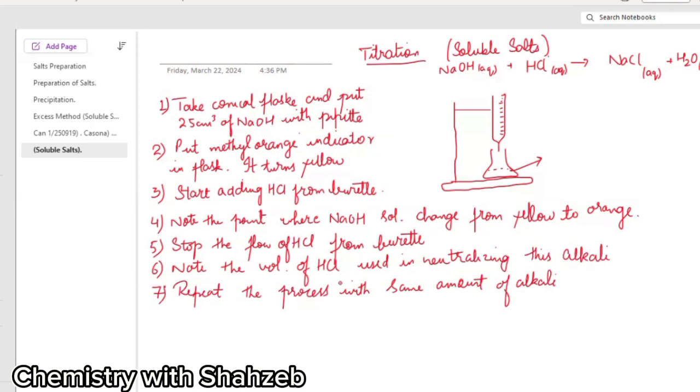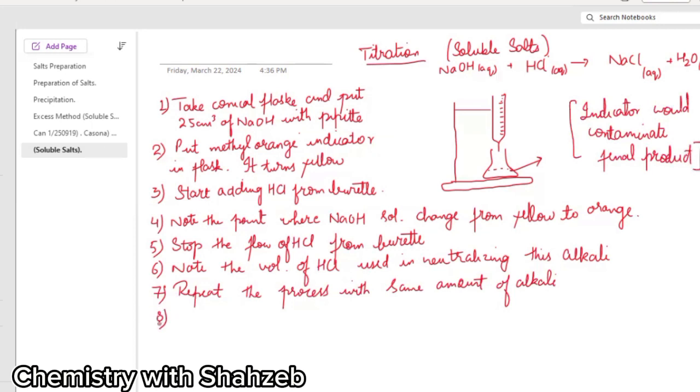Now, we are not going to use indicator. The indicator was just used to find the volume of HCl needed to neutralize the base. But here we are not going to use indicator anymore because the indicator would contaminate the final product.